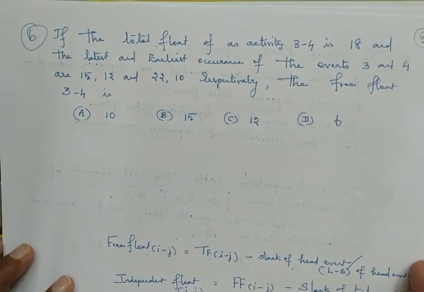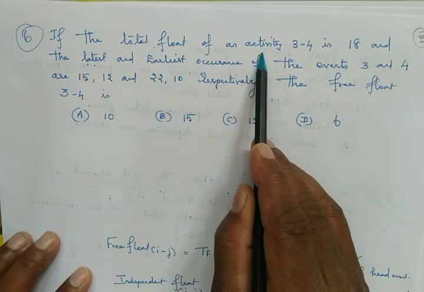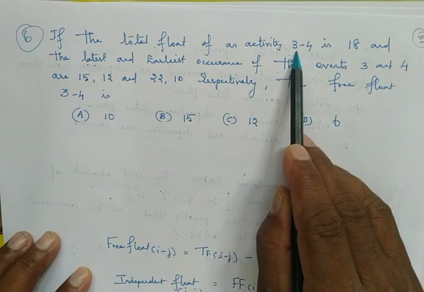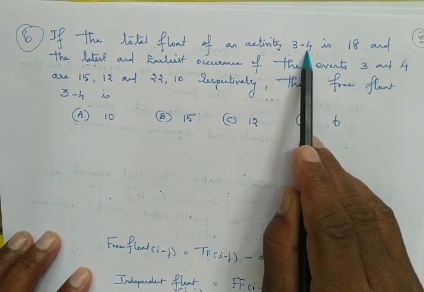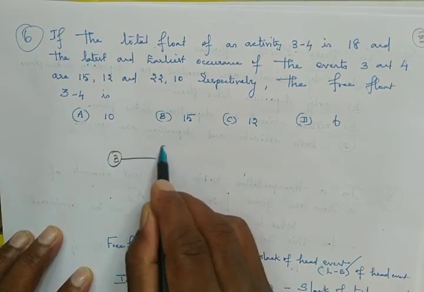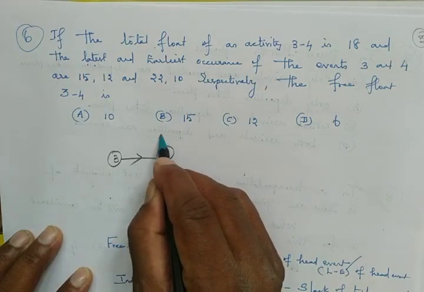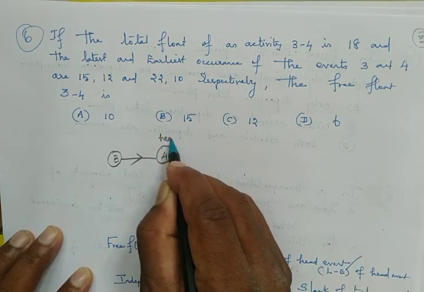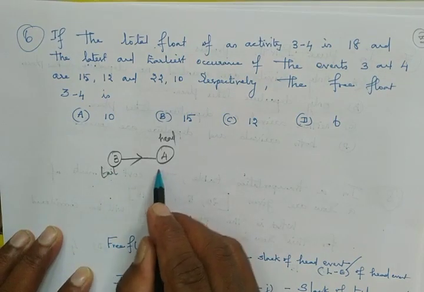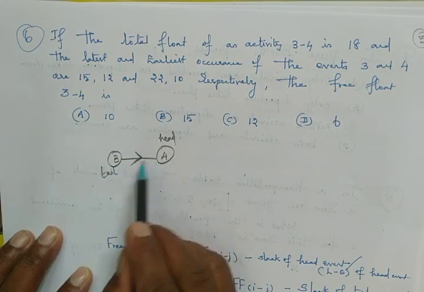Now, the total float of an activity 3 to 4 is given. The activity is 3 to 4, so we draw the activity like this: 3, and another one, 4. This is the tail, and this is the head. By seeing the arrow mark only, you can define which is the tail and which is the head. By connecting these two you have the activity.